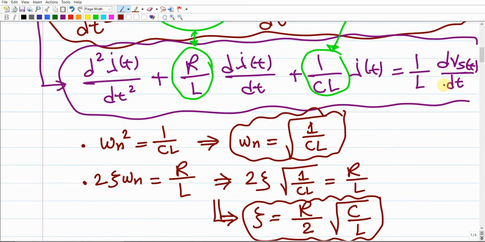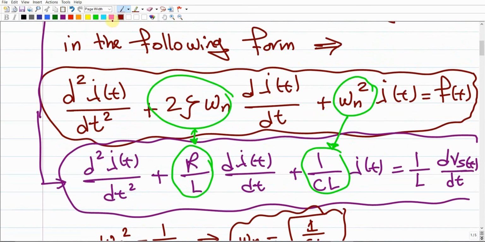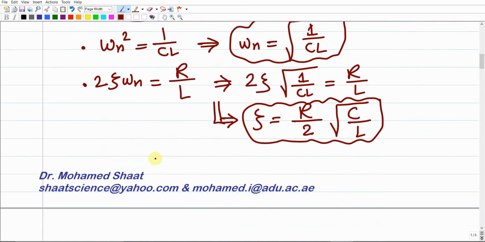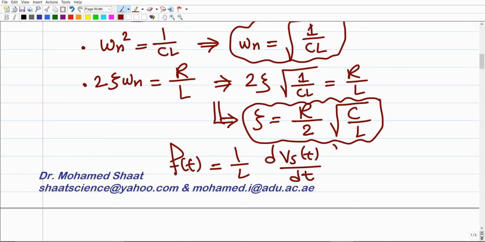How about the f of t? We already have here another term, which is the f of t. This forcing term should just collect all the right hand side terms, which is simply the first derivative of the voltage divided by L, which is the inductance of the inductor, right? So simply we're going to conclude that f of t, the forcing term, is going to be 1 over L times dvs of t by dt, and this is going to give us the forcing term.